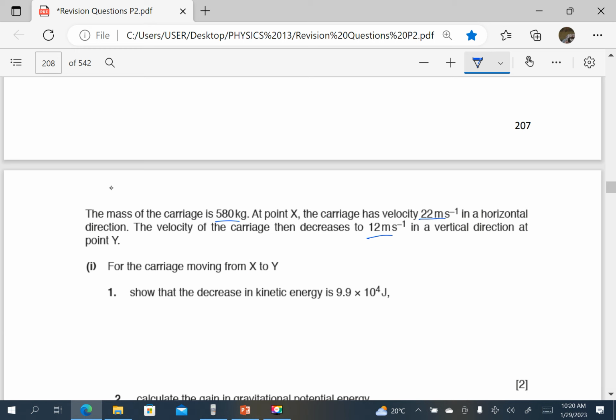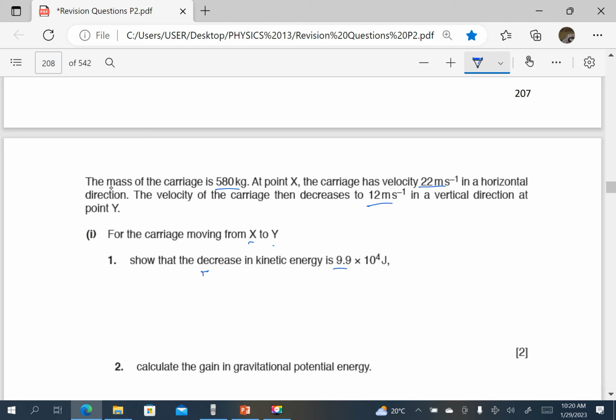For the carriage moving from X to Y, show that the decrease in kinetic energy is 9.9 times 10 power 4 joules. Decrease in kinetic energy. We know that kinetic energy is a half m v squared. Now we want the decrease, that is the change in kinetic energy. The change in kinetic energy is going to be a half times the mass, 580, but the velocity changes. So we are moving from 22 squared minus 12 squared.